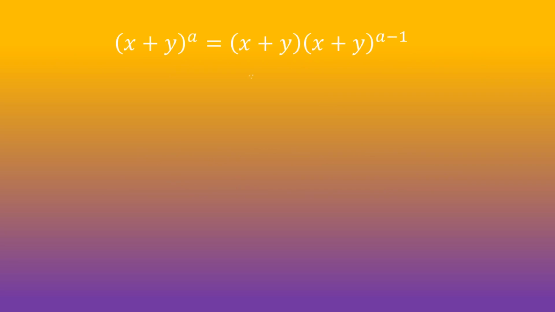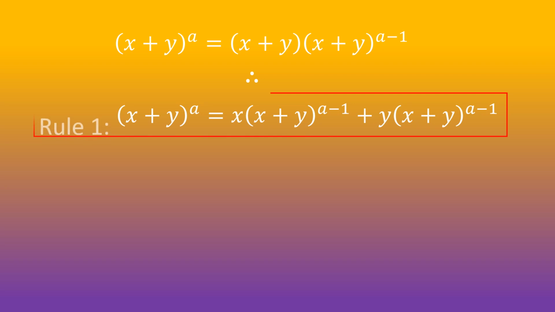So basically (x + y)^a is equal to (x + y) times (x + y)^(a-1). Therefore, (x + y)^a is equal to x times (x + y)^(a-1) plus y times (x + y)^(a-1). So we will call this rule 1, and basically this is a split of possibilities separated by a plus sign.